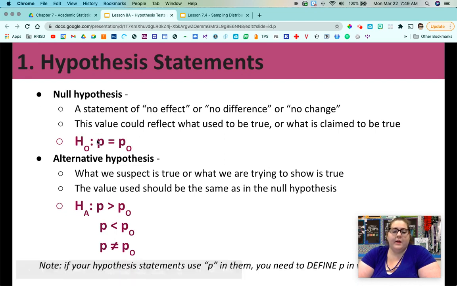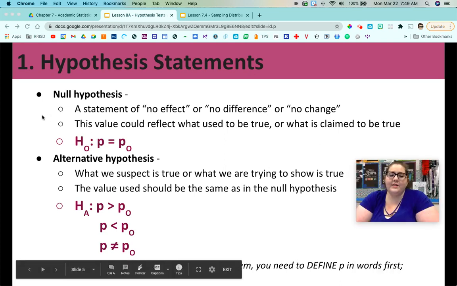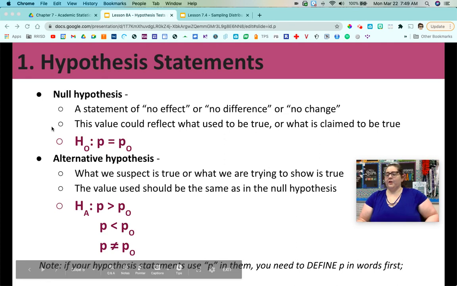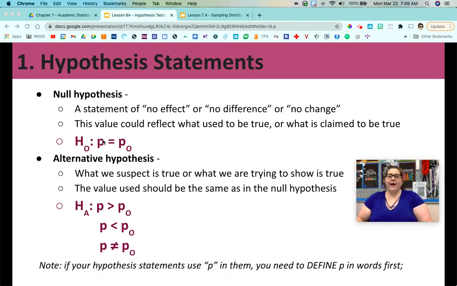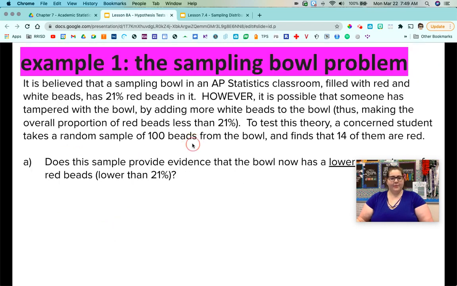And then one note that I wanted to make at the bottom here is that there's kind of 2 different ways you could write hypotheses. If you're going to write them using this P, you do have to define what P is before you write that. If you're going to use P in the hypothesis statement, you need to define P. The other option is just to write the entire hypothesis in words. And I'll show you what I mean on our example.